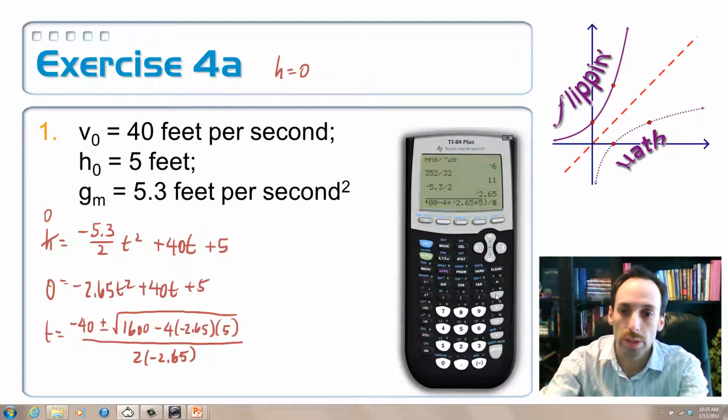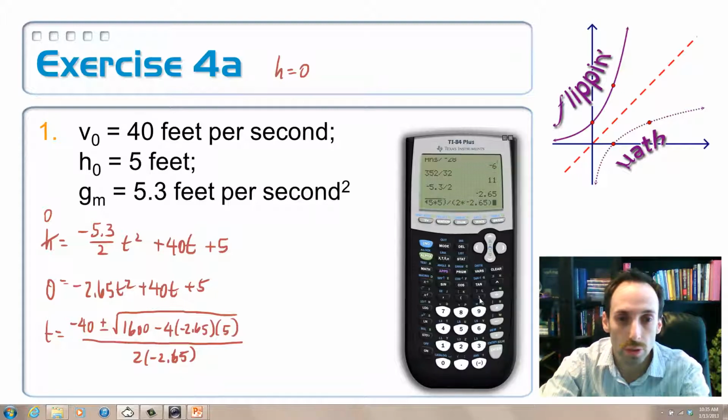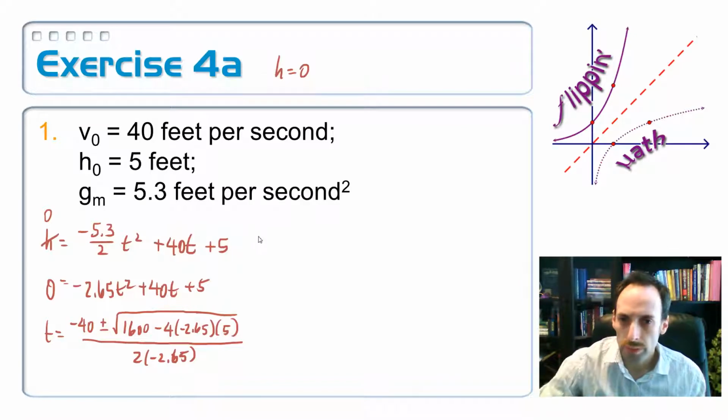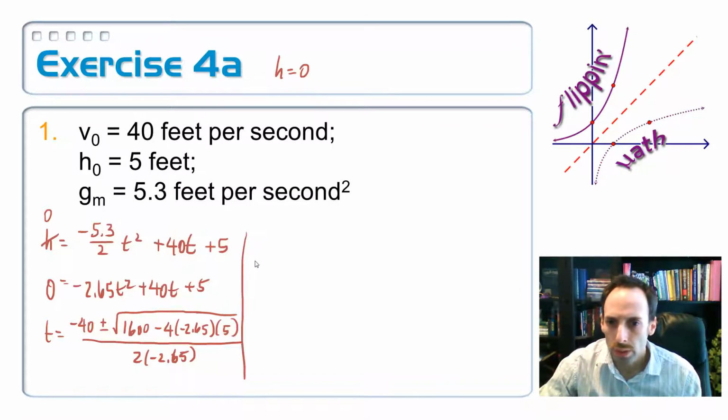Divided by, now since that bottom has some multiplication in it, I'm going to have to open up some parentheses on that. 2 times negative 2.65. Close those parentheses. Here's our first answer. Negative 0.12 seconds. T equals negative 0.12 seconds.